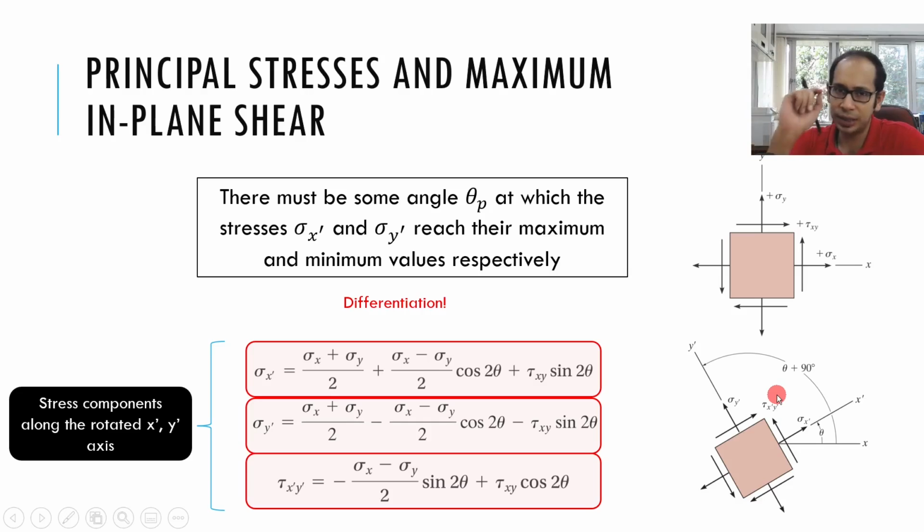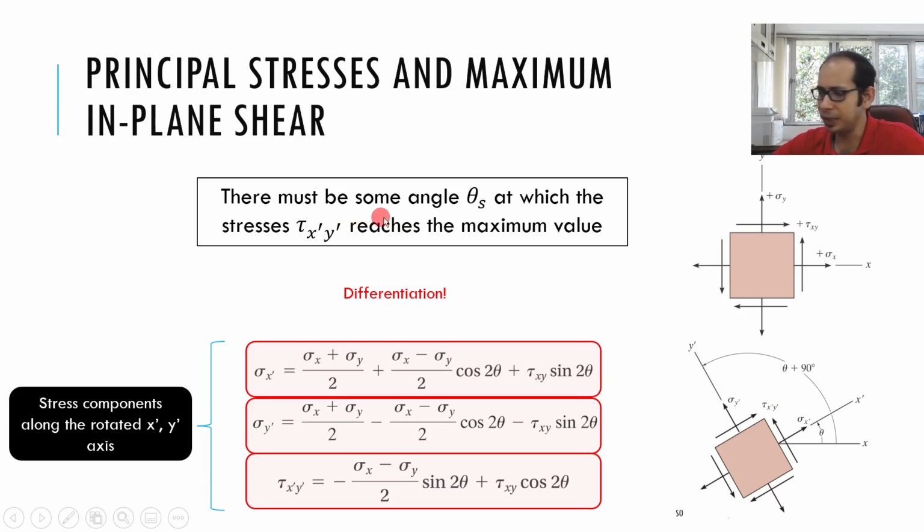The answer is yes. And how do we get that particular point? So the question again is, is there an angular rotation theta s? Now I'm going to call this theta s. Remember theta p, where the normal stresses were reaching their principal values, becoming principal stresses. Theta s is the angle where your tau x prime y prime reaches the maximum value. So how do I get that? The answer is simple again. I take this expression and I differentiate with respect to theta. I equate that to 0. So I get a value of theta s at which my shear stresses become maximum.